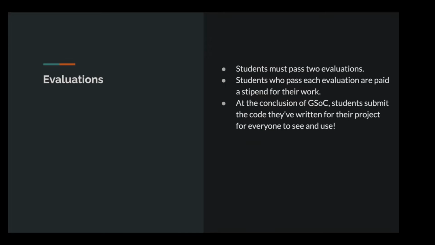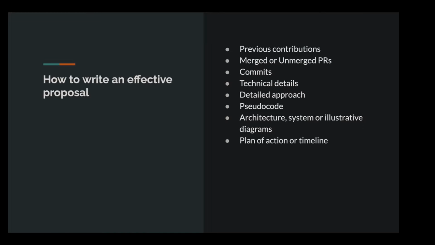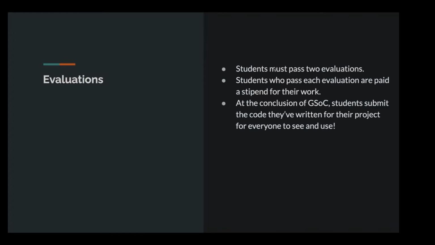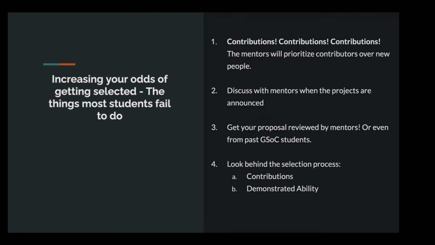After you submit the proposal and get selected, you will get a mail. After that, you have to pass 2 evaluations, and you will be paid for each evaluation you pass. Now, how to increase your odds of getting selected? The thing most students fail to do is contribution, right? Any mentor will prioritize contributors over new people. So I always say start early and contribute to your project, because the mentor will see how much knowledge you have of the code base in which you are going to work.